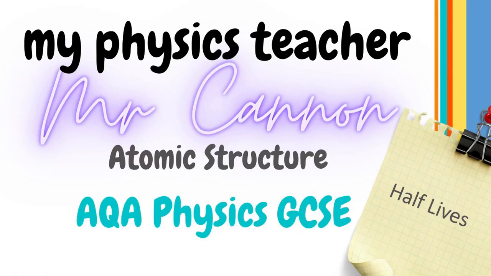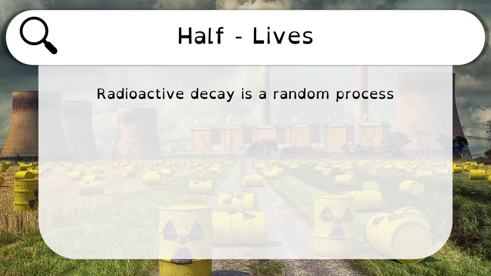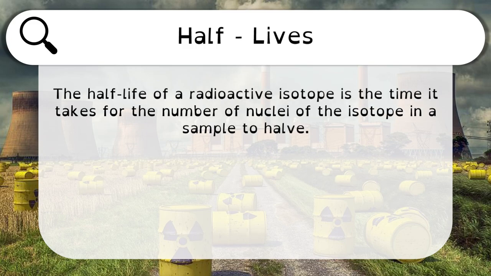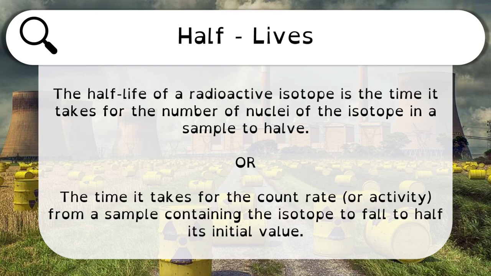In this video on atomic structure, we'll take a look at half-lives. We've mentioned before that radioactive decay is a random process, but we can predict roughly how many atoms will decay in a given amount of time, and that's what links us to the term half-life. The definition: the half-life of a radioactive isotope is the time it takes for the number of nuclei of the isotope in a sample to halve.